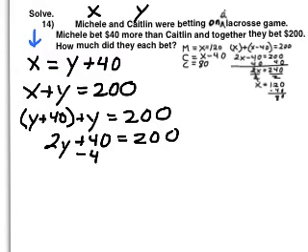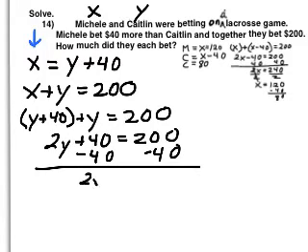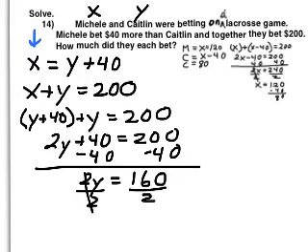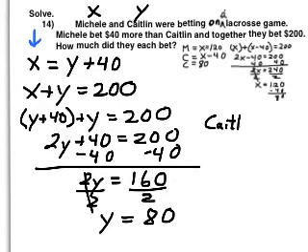We're going to add a negative 40 to both sides. But you notice it'll still come out the same way. So we get 2y equals 160. And then we'll divide both sides by 2 to get y all along. And we get y equals 80. So when we go back and look at our formula, we've got our y, we need our x. So y is Caitlin. Caitlin is our y, so she bet $80.